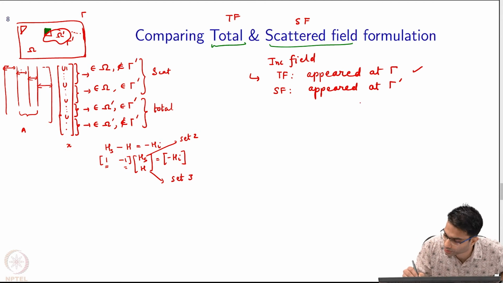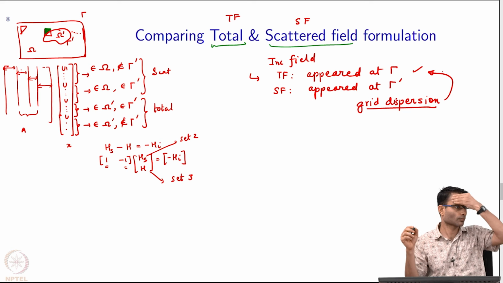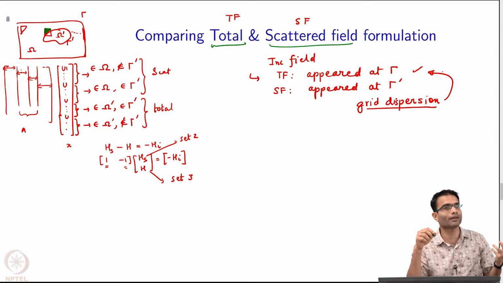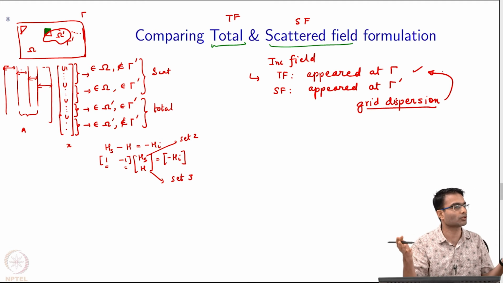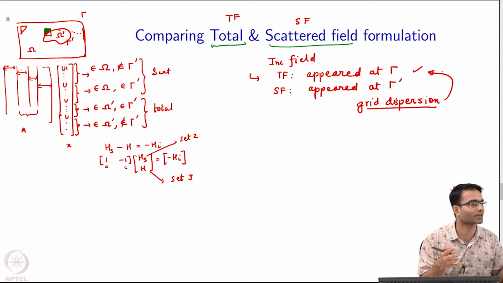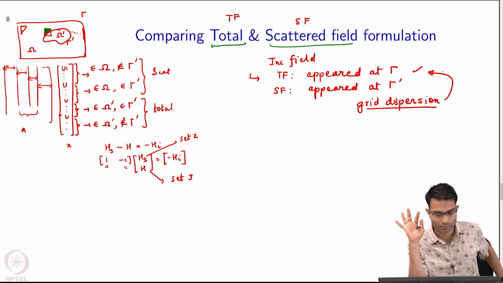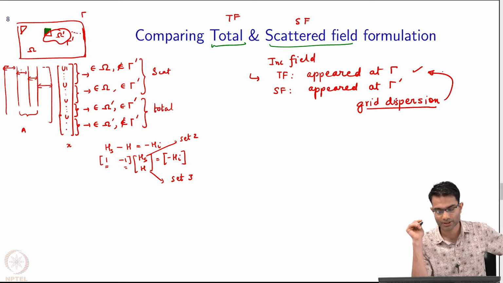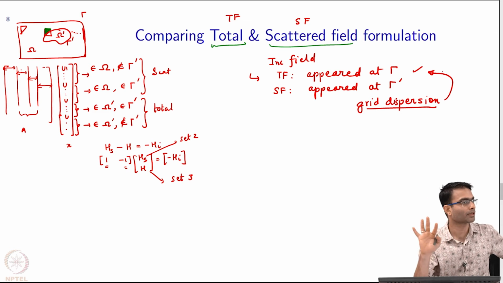So, this term is called grid dispersion. It is another term that we will encounter in finite difference time domain. So, the incident field, I know it analytically, but once I put it into the system of equations, they don't know what the form is anywhere else unless I give it to them. So, the scattered field has this advantage, that it appears directly at gamma prime. What else can you think of? Okay, so this is the main advantage of the scattered field.